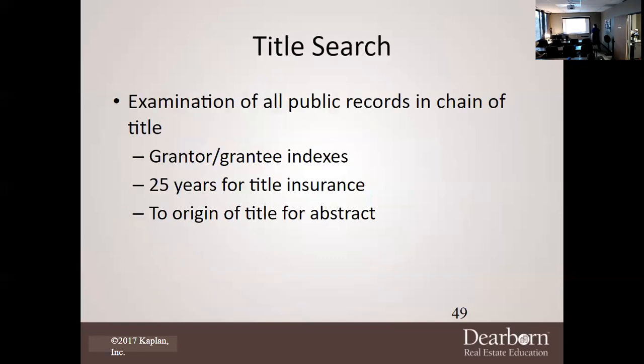Okay. The title search. Why in the world is title search such a big situation? Well, it is the examination of all public records in the chain of title. It's where you're going to look through grantor and grantee indexes, 25 years of title insurance, and it's also back to the origin of the title for abstract. Now, let me tell you something. It's going to perk y'all up real quick. We're almost, by the way, we only got 10 slides left, so we're on a roll. We're almost finished. Okay? So, we're there.